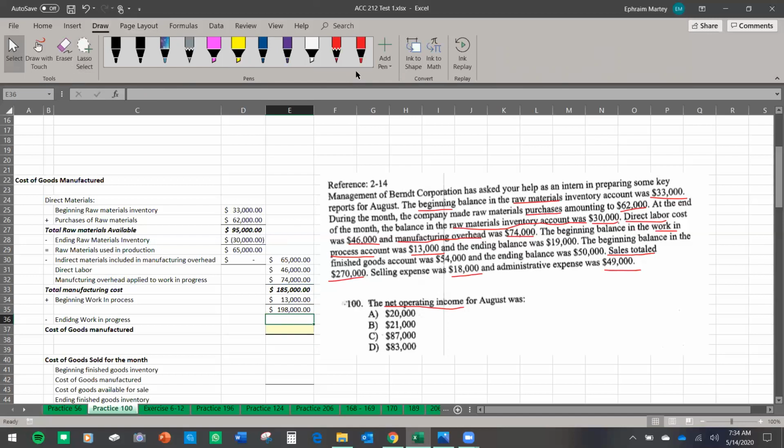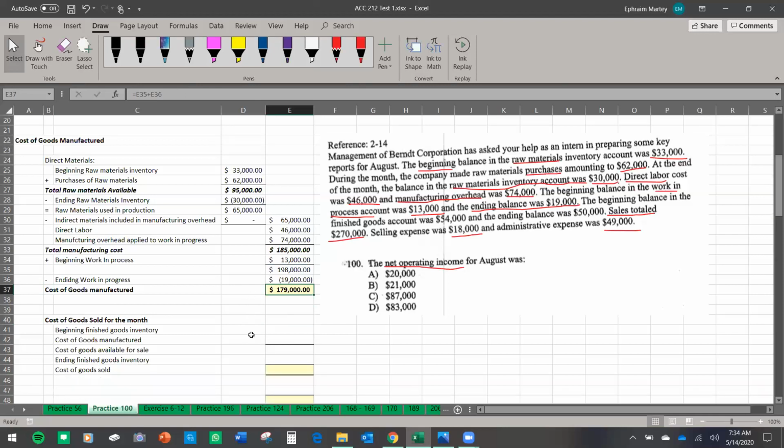Now what we have to do is subtract the ending work in process. So what is our ending work in process? Where is it? Ending work. It says here the ending balance was 19,000. So that's our ending work in process, and it's going to be minus. So we subtract it, and that gives us 179,000. So cost of goods manufactured was 179,000.